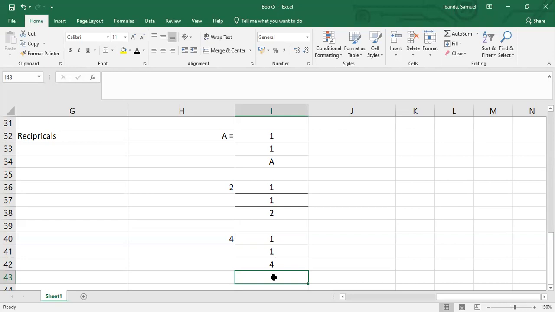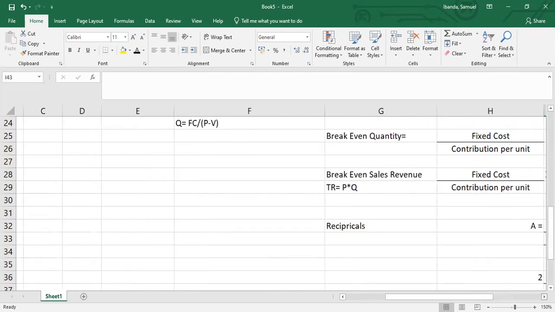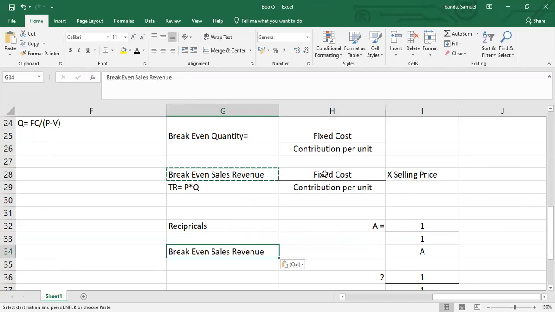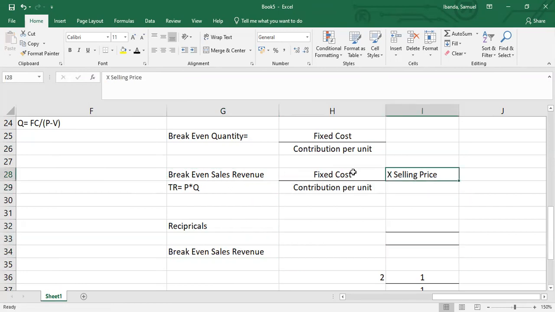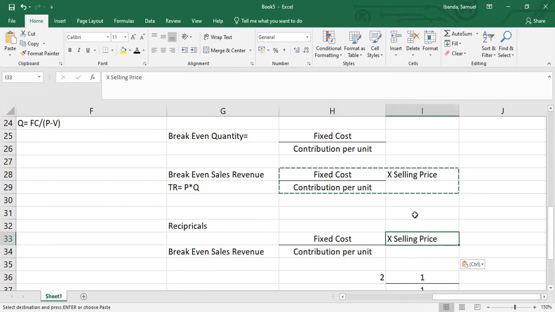So why am I going into mathematics here? I want to bring up a concept called contribution per sales ratio. And this is how it will work. Now, this formula of break-even sales revenue equal to fixed cost divided by contribution per unit times selling price can be modified in terms of reciprocal, and we can get another formula. So my break-even revenue is equal to, so I'm now going to modify this formula.